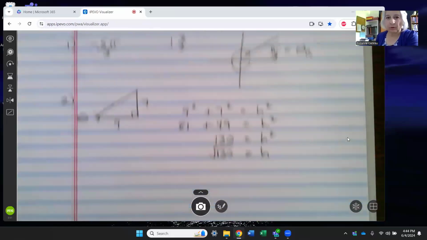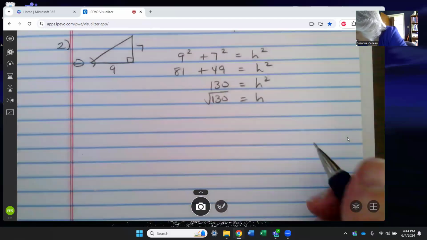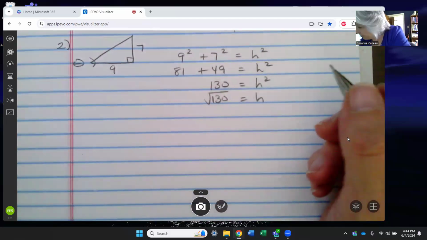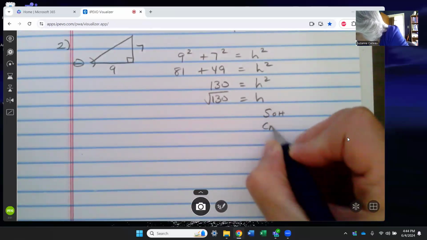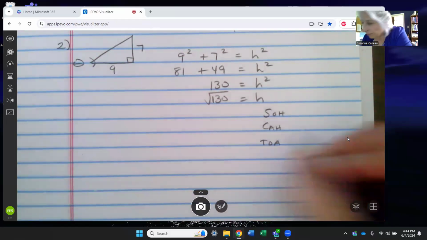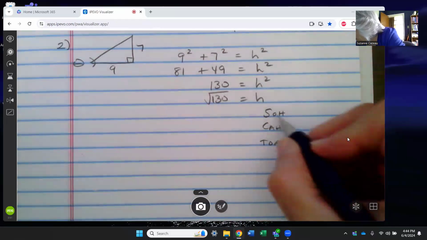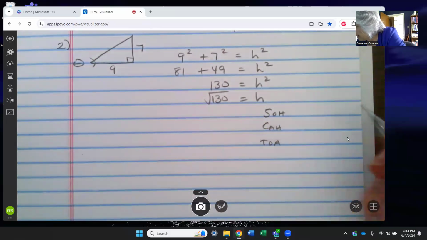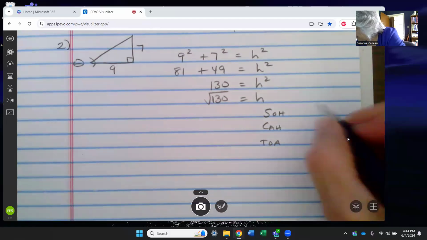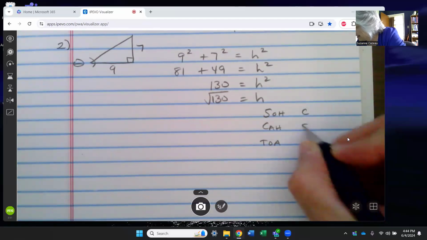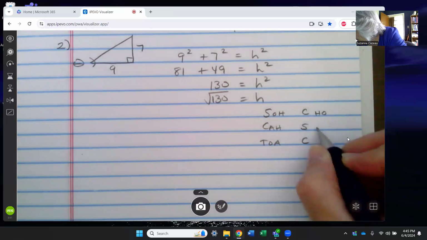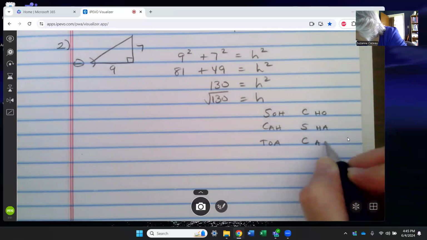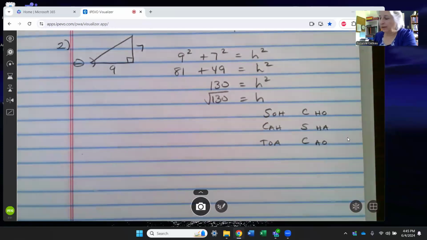And now you can do your SOHCAHTOA on that. And just to remind you how that works, sine is opposite over hypotenuse, cosine is adjacent over hypotenuse, tangent is opposite over adjacent. And then you got cosecant, secant, and cotangent, and those are going to be the reciprocals. Okay, so you can fill that in if you like.